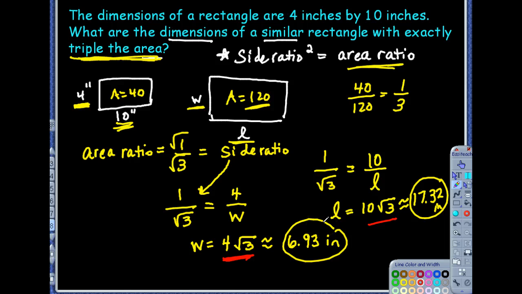This one's a little bit more challenging because you got to think about finding this side ratio first. And with radicals, it's a little bit more challenging.